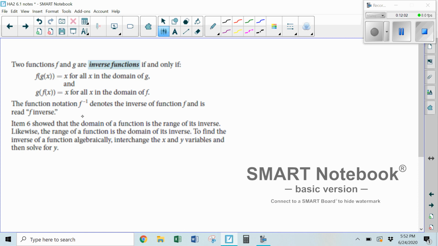The function notation f inverse denotes the inverse of a function f and is read f inverse. It looks like f to the negative first power. It is not. It just looks like that. It's called f inverse.